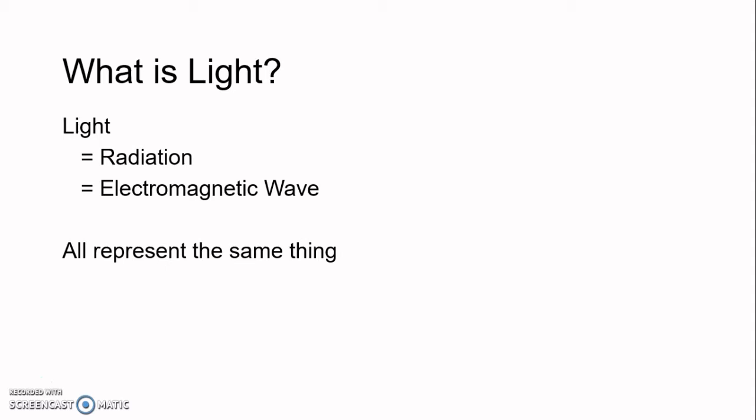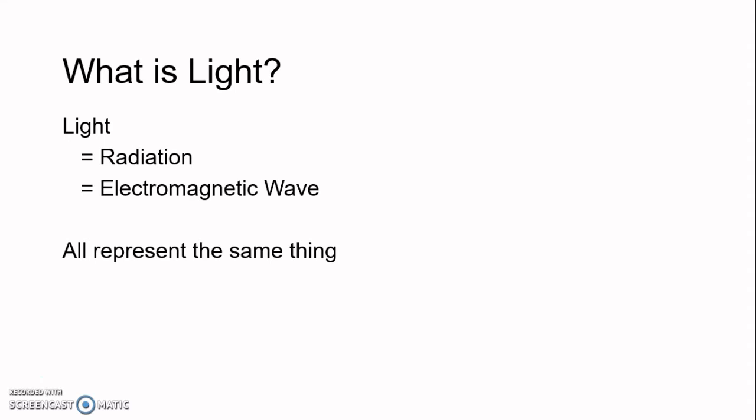Now, radiation is commonly known in the public as the hazardous material left by nuclear waste. That is not at all what radiation really is. Radiation and electromagnetic wave are exactly the same thing, and light is one type of radiation. So these are all really the same thing.